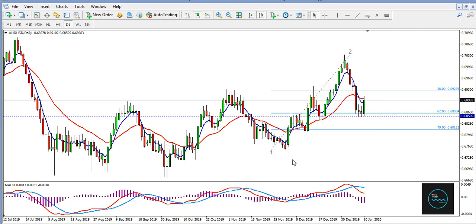Okay, I'm not going to make a review of the other cross pairs. I believe that with this information that you are getting from the dollar index and the major pairs, you should be able to analyze the cross pairs for yourself.